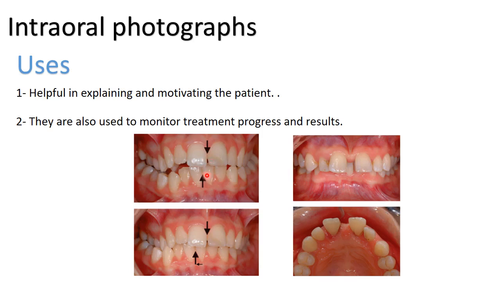In this case we have a central diastema, and usually the central diastema is caused by a high frenal attachment. So we can explain to the patient and show him the frenal attachment, which will eventually be removed during orthodontic treatment. So we can explain that we are doing so and so. So it's important.